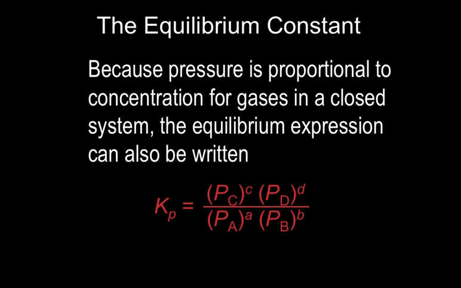Okay, so here's Kp. When you set up an equilibrium constant for a gas system, it's just a little bit different notation. Notice now you're using P's. There's parentheses instead of brackets. It's still raised to the power of the coefficient. It is still products over reactants.